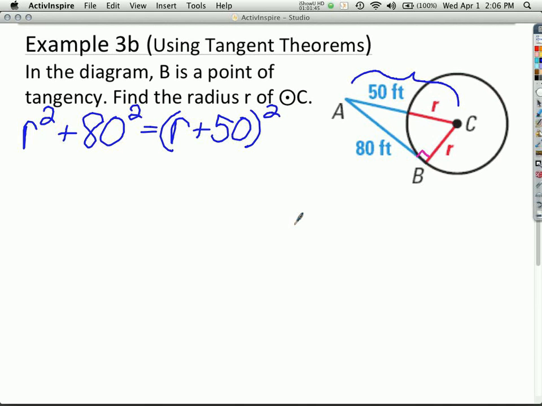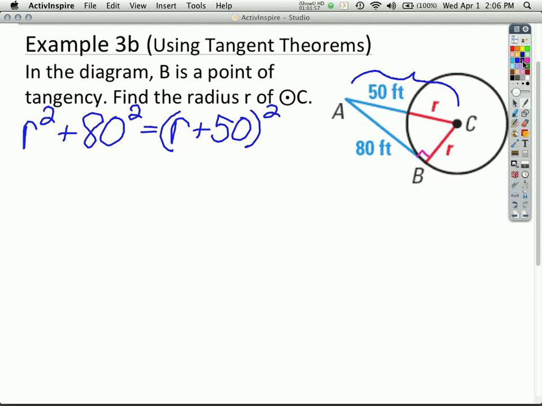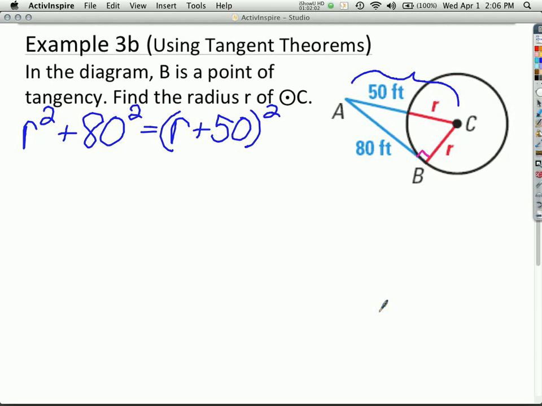Today's warm-up was very deliberate. I intentionally picked a question that forced you to reach back into your knowledge from algebra and try and bring it back because we're going to do it again. So we've got to simplify to try and solve. We've got r squared plus, that you can do mentally, 80 squared is 6,400, equals 6,400, but here's where you've got to reach back.